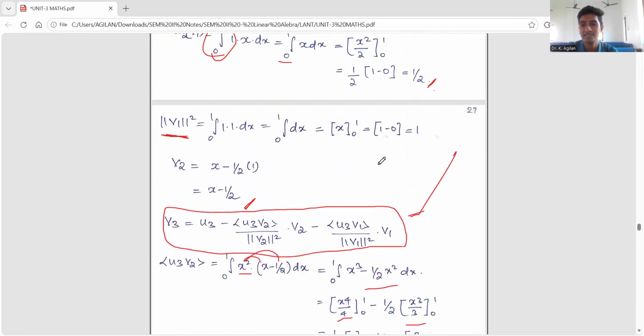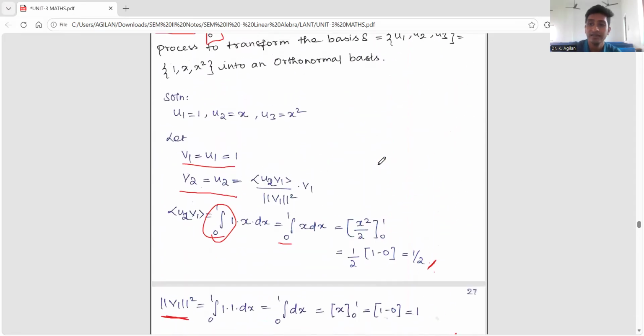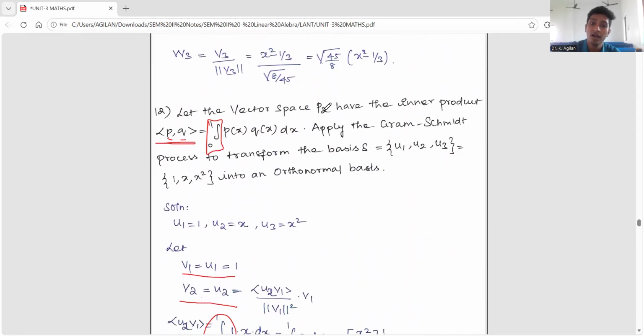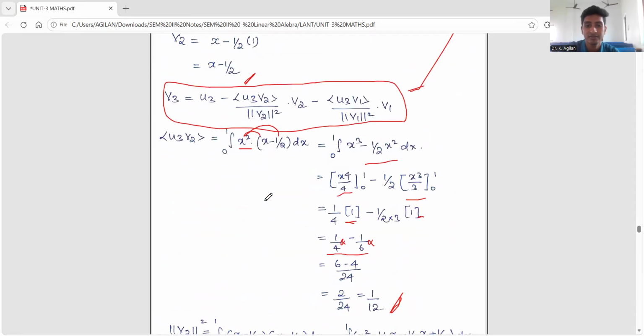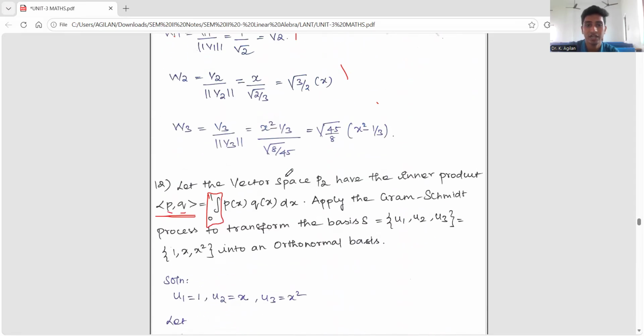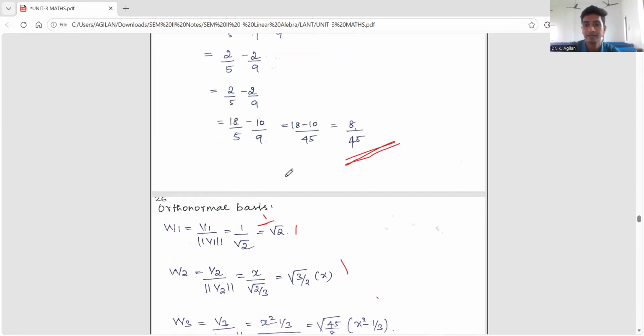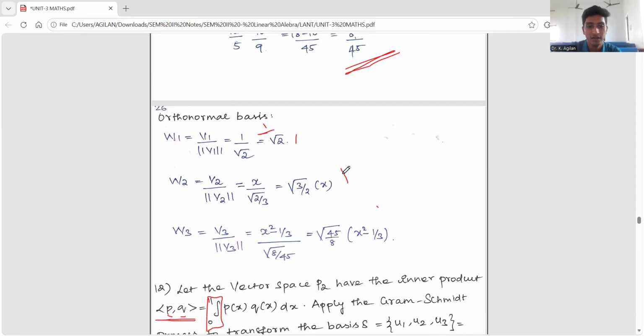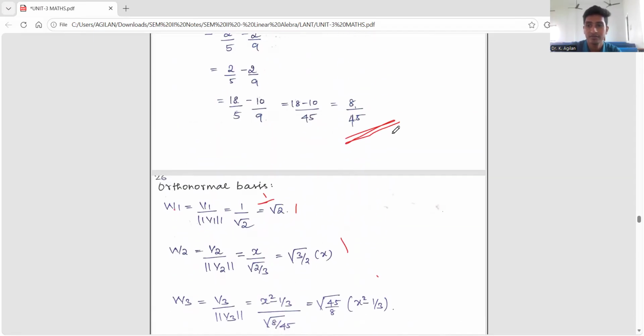In the previous class, we applied the vectors. Here we applied polynomial terms in the inner product of p comma q, but in integral form, right? This is one of the most important concepts in engineering mathematics, and I hope you all understand it. Okay, thank you.